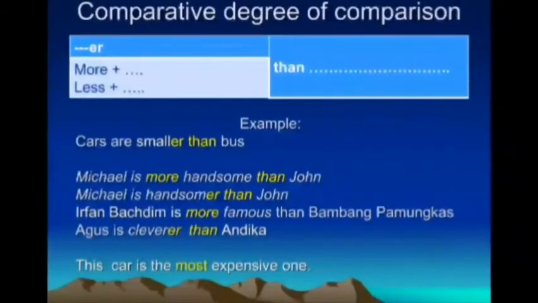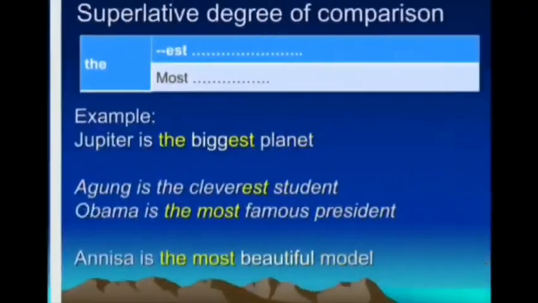Comparative degree of comparison, what we do, use -er or more or less, then we use the term than. Just like smaller than the bus, Michael is more handsome than John, Michael is handsomer than John is wrong. Irfan Bachdim is more famous than Bambang Pamungkas. Agus is cleverer than Andika. The car is the most impulsive one, that is the superlative one. So you can see we have used than after that particular degree.